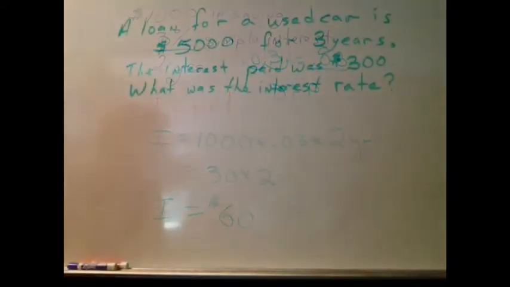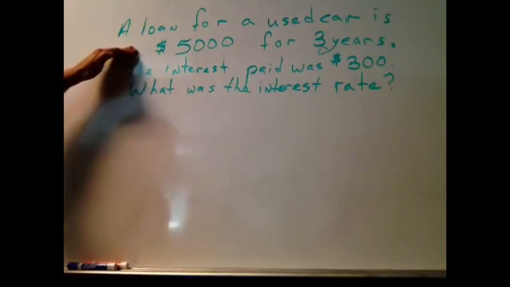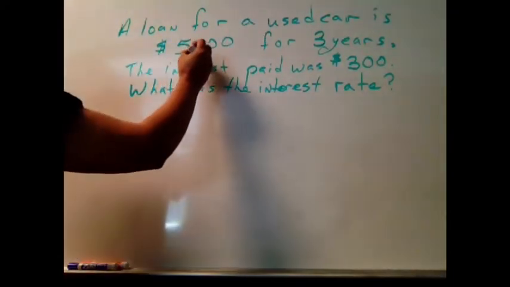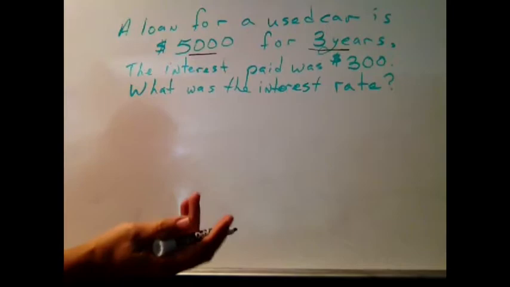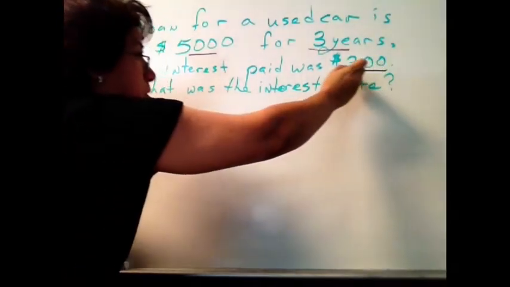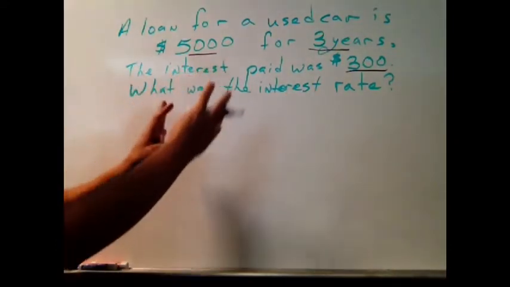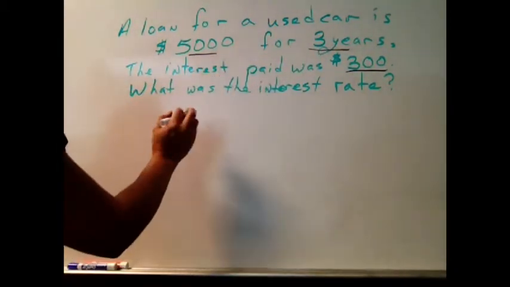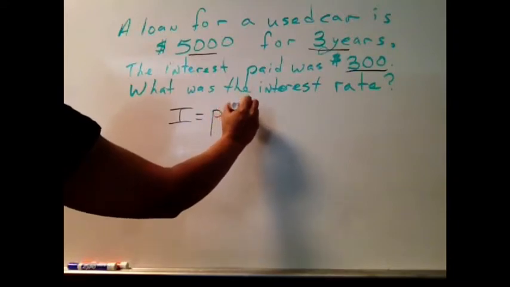Okay? Here's an example of how we're going to use simple interest. But in this problem, we have a loan. And it's a loan for a used car. The loan was for $5,000 for 3 years. So we remember that's $5,000 for 3 years. The interest paid, this is the amount that was paid for the loan, was $300. What is the interest rate? So let's put down our formula and see how these things fit in. We've got 3 numbers we're going to use from our word problem here. Okay, so we're going to have I is equal to principal times the rate times the time.